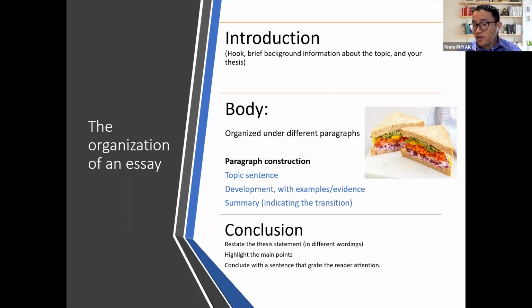So now, how do you organize these ideas into the form of an essay? As you know, there are three general components. The first one is the introduction, which is basically the first paragraph of an essay. It includes a hook, very brief background information on the topic, and your thesis statement, so what do you want to argue. Basically three moves.